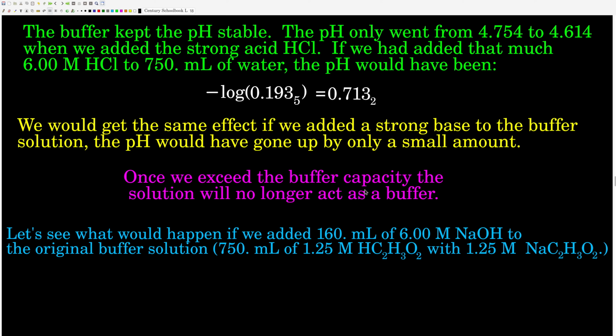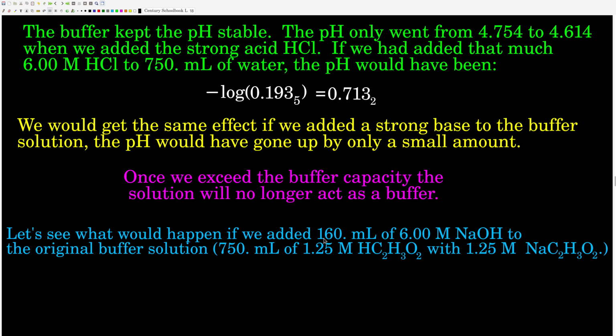But once we exceed the buffer capacity, we talked about this a minute ago, the solution will no longer be a buffer. If we add more acid than there is of the weak base, so in our buffer solution before with acetic acid and acetate, if we add more moles of our hydrochloric acid, or whatever the acid is, than we have moles of acetate, then once we've used up all the acetate, it's not a buffer solution anymore. And the pH at that point will be determined solely by the excess acid, or if we're adding a base, by the excess base. Let's look at that.